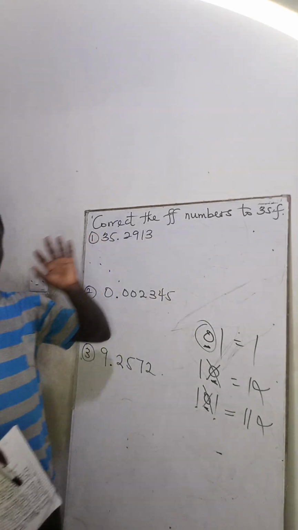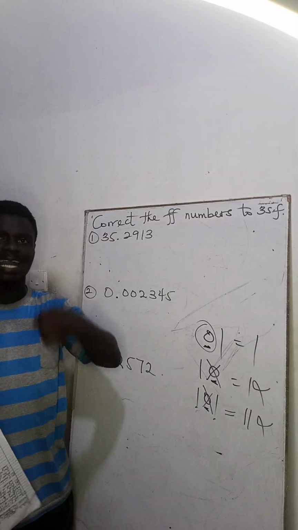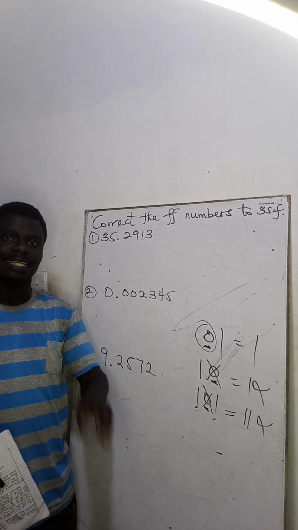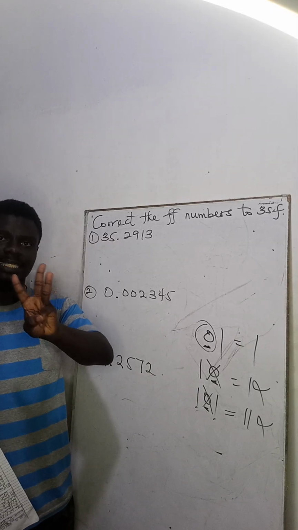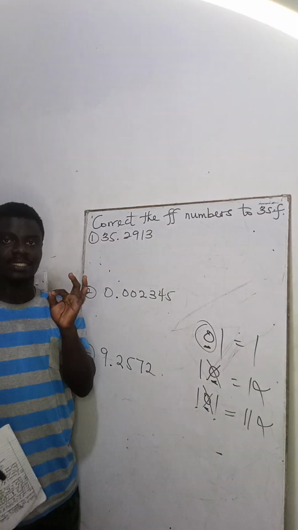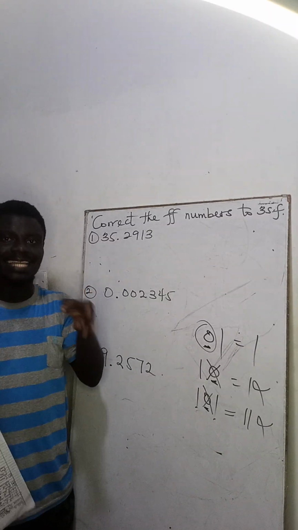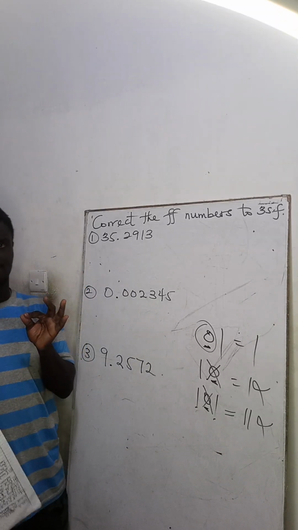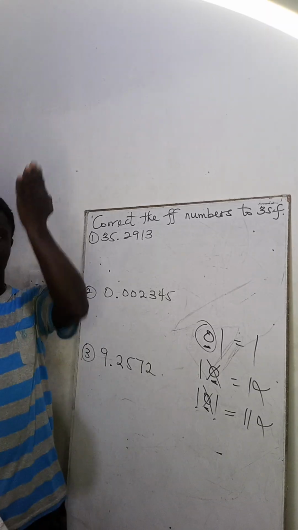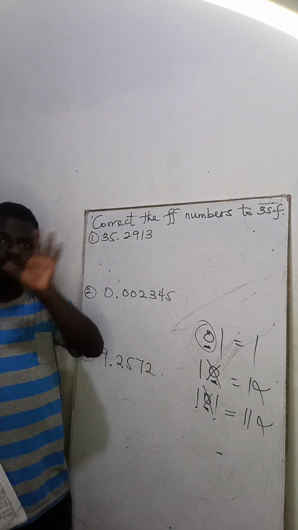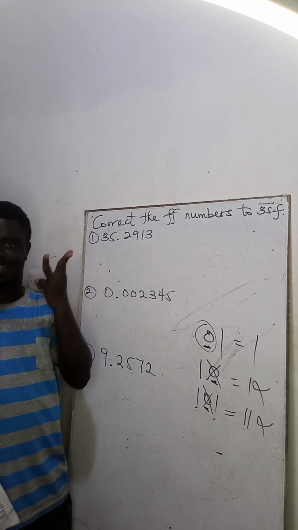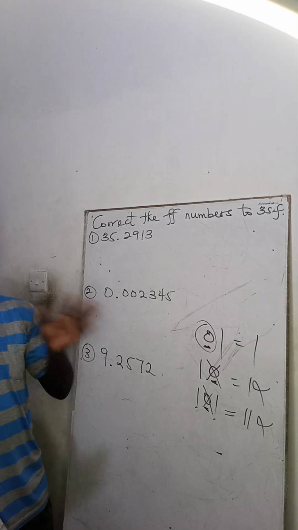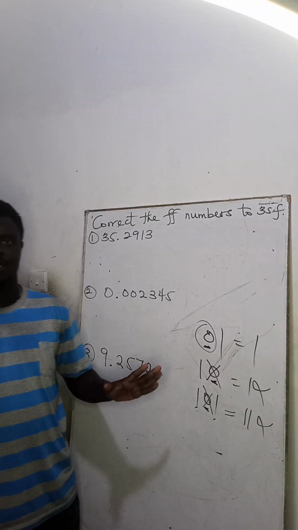Correct the following numbers to three significant figures. So you need to identify the position of that figure which is falling under the number 3. Okay, 3 significant. So let's identify the third significant figure. Then we check the next number. If the next number is from 5 upwards, we add 1 to what we are correcting to 3SF. If it is below 5, we don't add 1, but rather we leave it just like that.